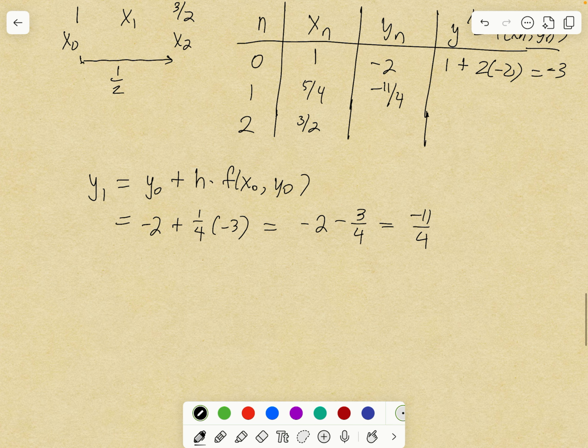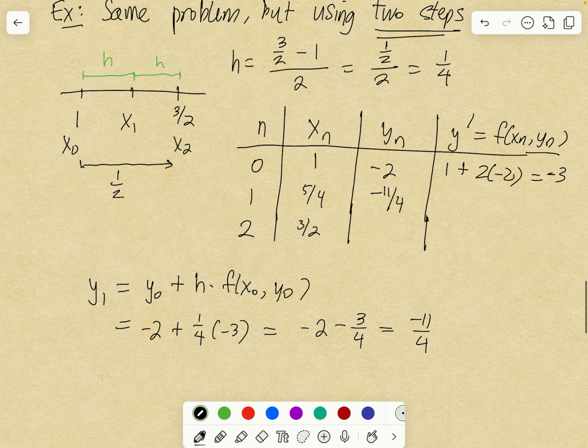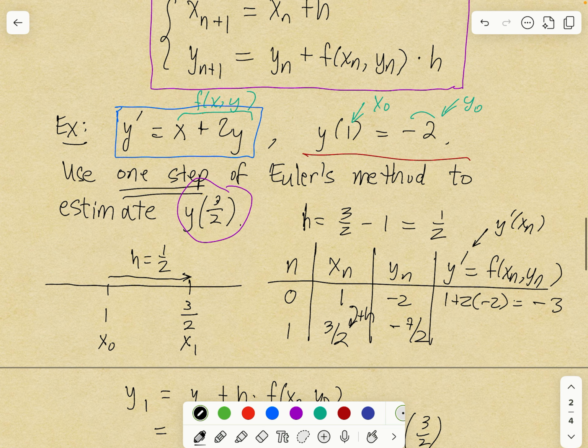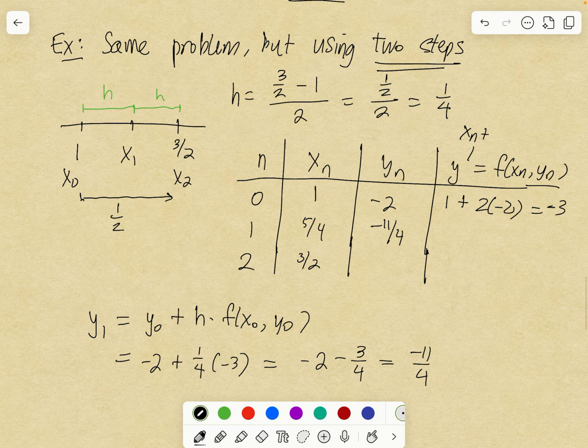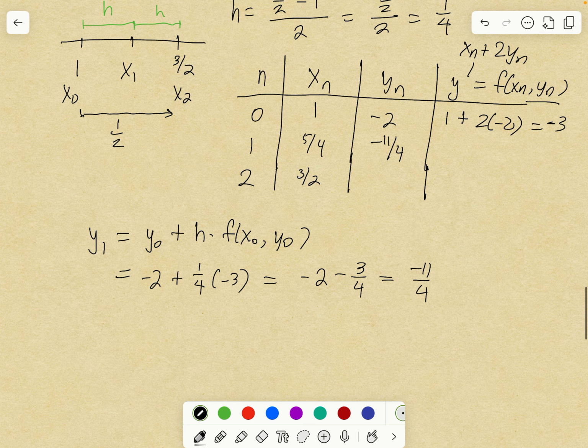Now we need to find y prime again, so we use the formula. In fact, I'm just going to write down x sub n plus 2 times y sub n, since y prime was x plus 2y. That way I don't have to keep looking at it. So now we do 5/4 plus 2 times -11/4, and that's going to be -17/4.